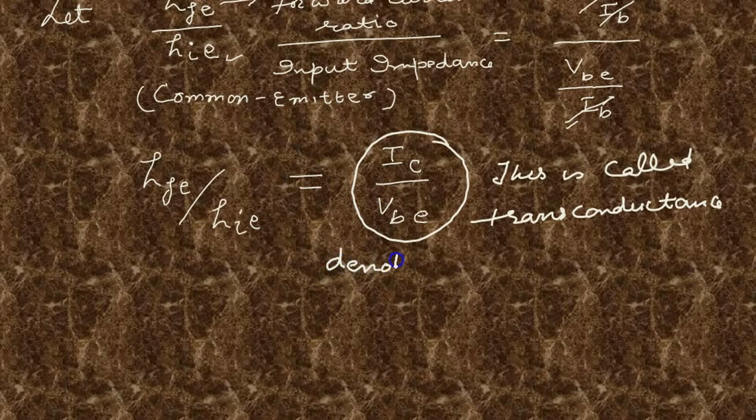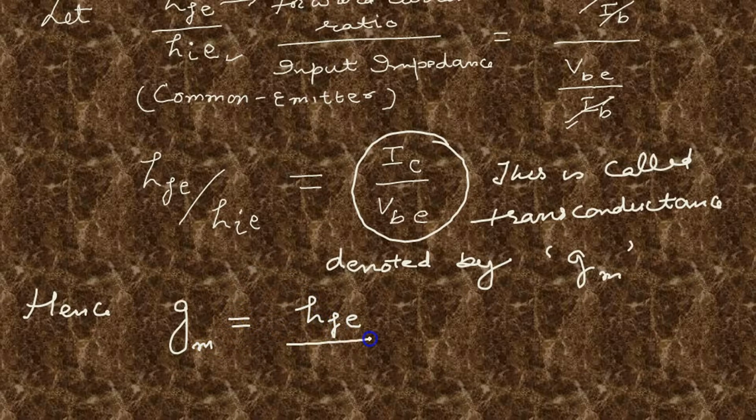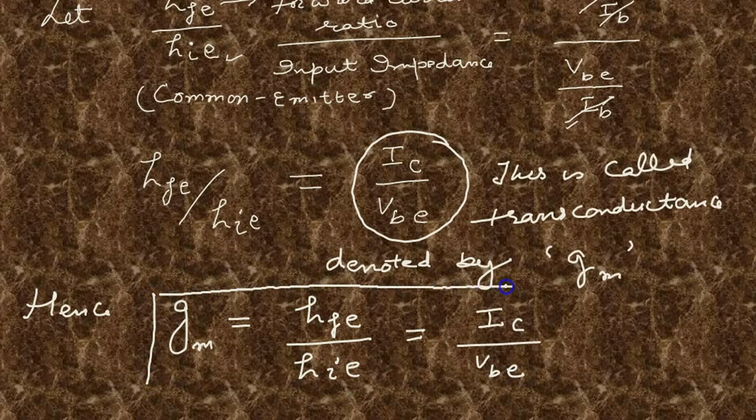It is denoted by GM, sometimes also called mutual conductance. So GM is IC over VBE and it is HFE upon HIE. This is a very important relation. Okay.